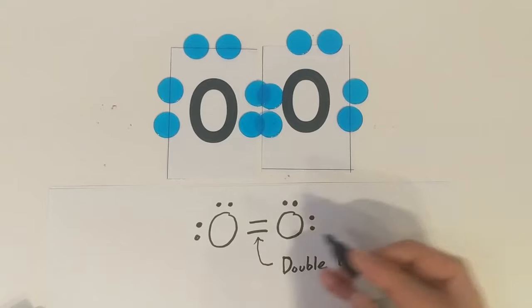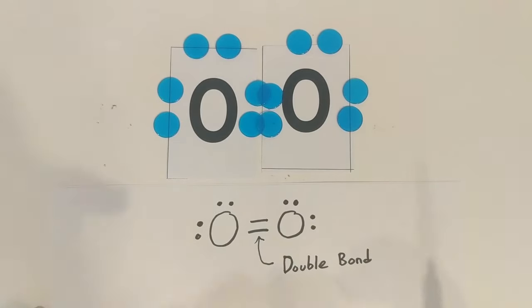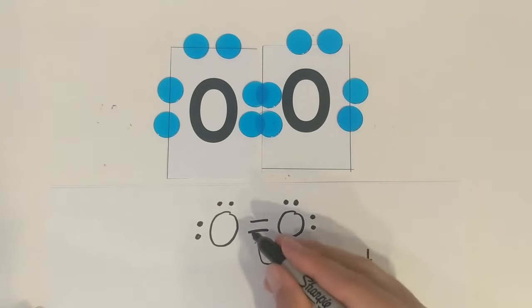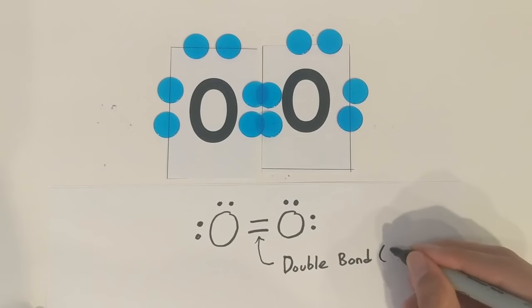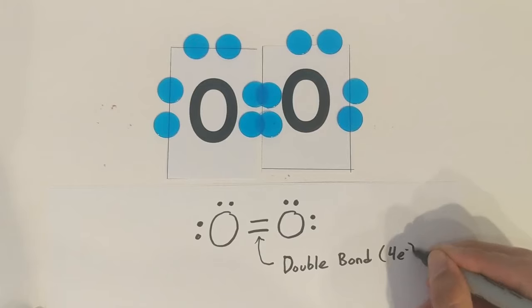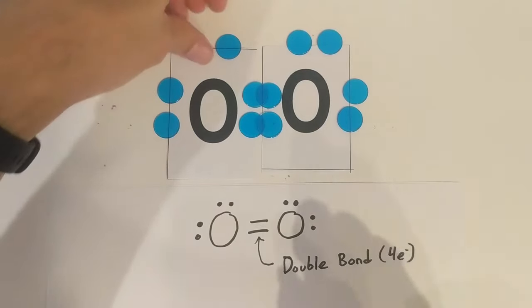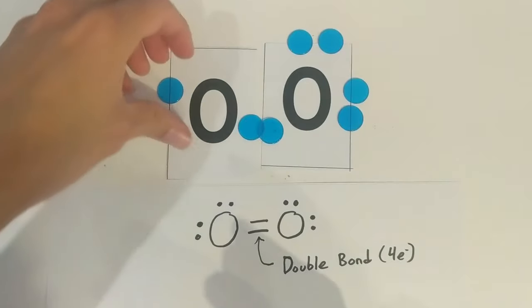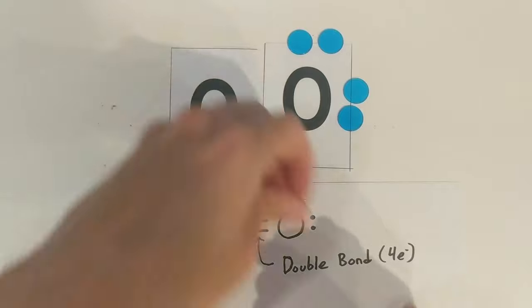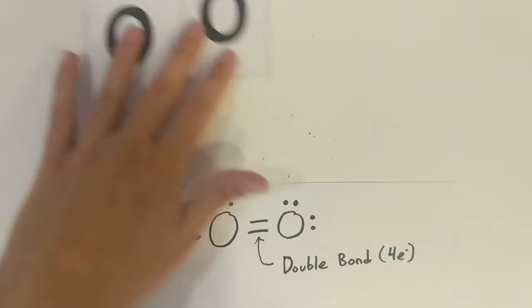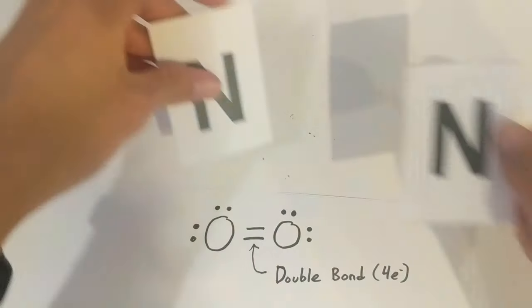I want you to remember each of these lines counts as two electrons. So you can imagine each line between them is two electrons. When you have a double bond, you're going to count it as four electrons. So I want you to remember that. We'll do another example here, another common molecule. Our next example is actually going to be nitrogen.